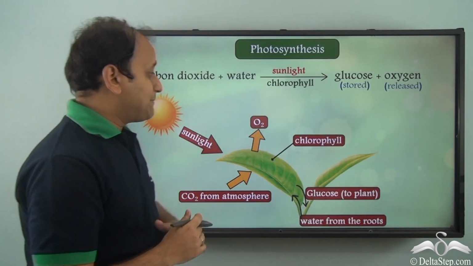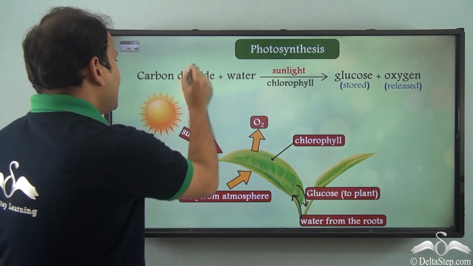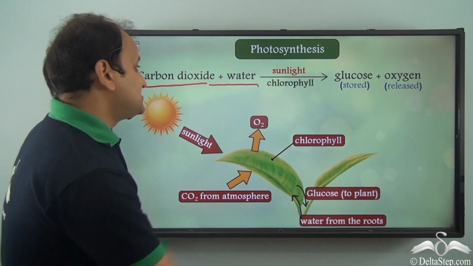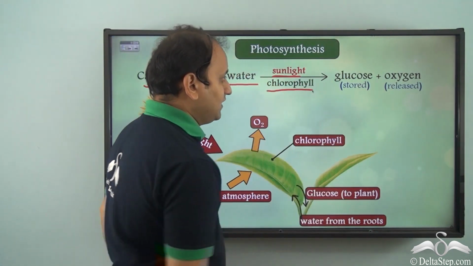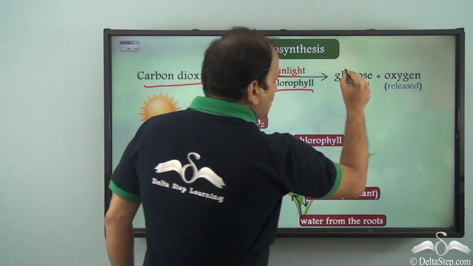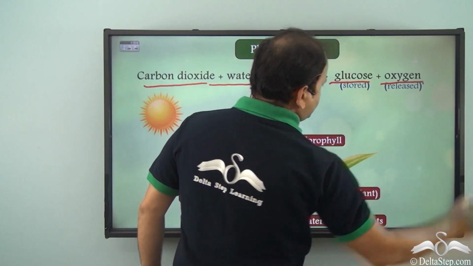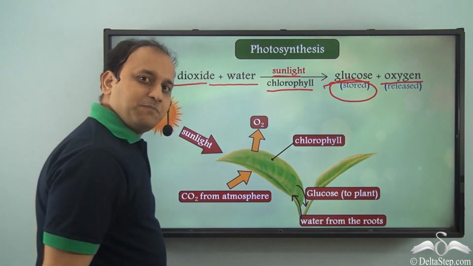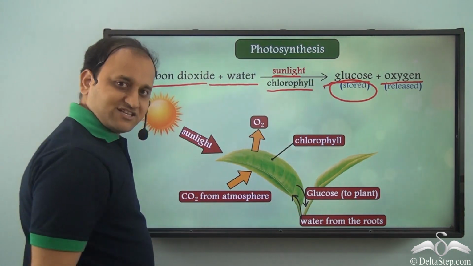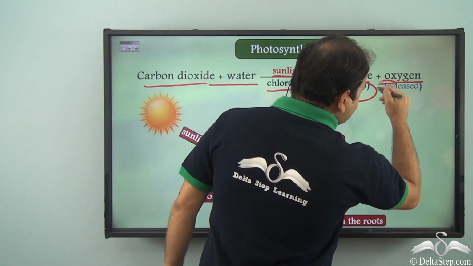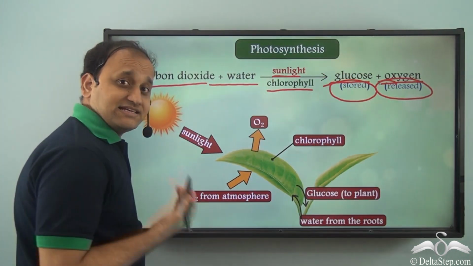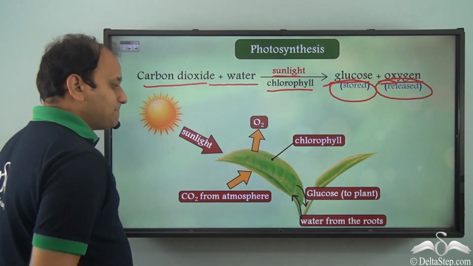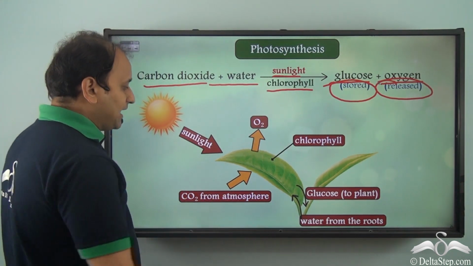So what exactly happens in photosynthesis? Well, carbon dioxide and water are utilized by the leaf in the presence of sunlight and chlorophyll to make glucose and oxygen. Glucose is stored inside the plant and this is used as food, while oxygen is released and that is inhaled by us too. So this is the entire process by which food is made by plants.